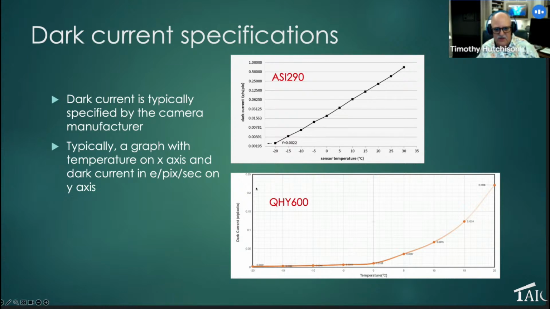So that's what these graphs mean that you get from the manufacturer: how much current we're going to induce in our sensor, in the photodiode, as the temperature changes in the sensor. Okay, now this will become important as we continue on our conversation tonight.